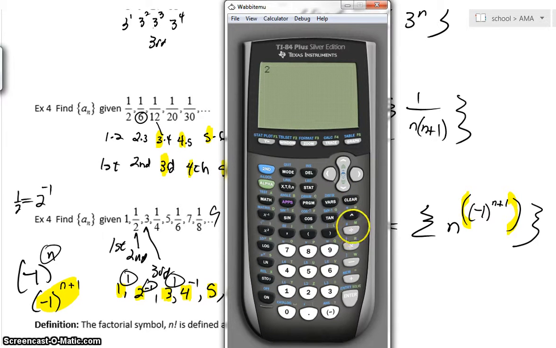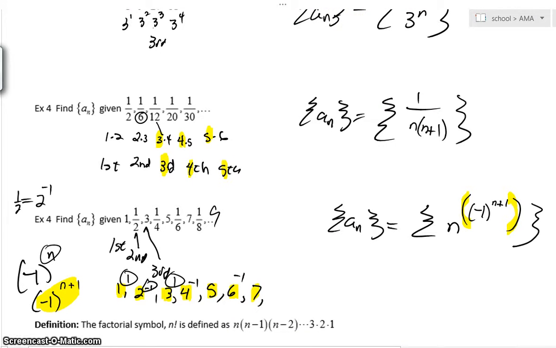Like if I went 2 raised to that, let's work out our second term. I'd need parentheses. I'd need negative 1. Oh, no, I need parentheses around that, don't I? Have to be careful here. And then I'm going to raise that up to the, now if I'm doing my second term, 2 plus 1 would become a 3. See that? So I'm letting n equal 2 here. And sure enough, you get 0.5, which is 1/2. So that's a very tricky one. I think Mr. Clifford put that one together.